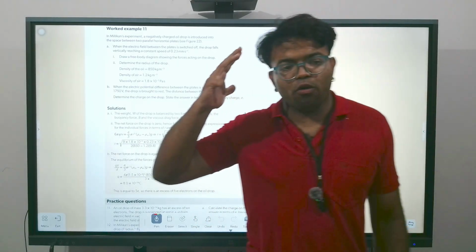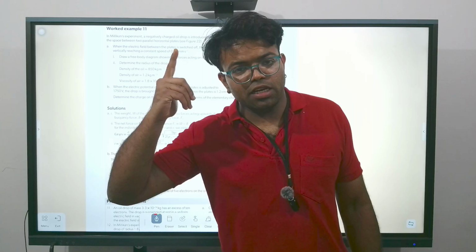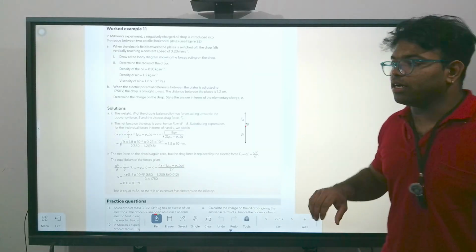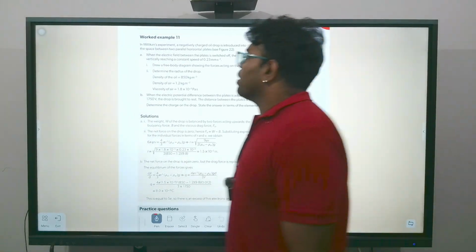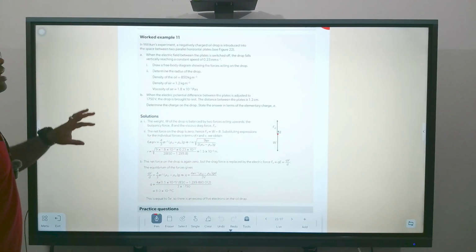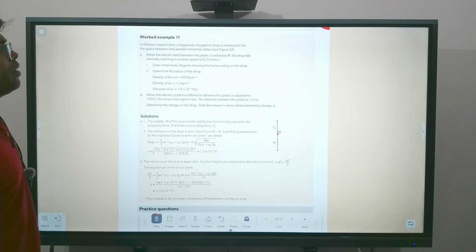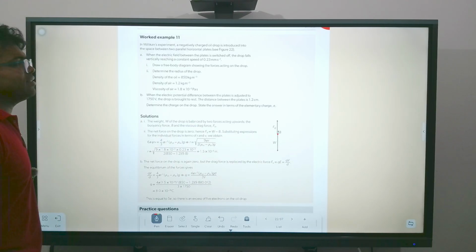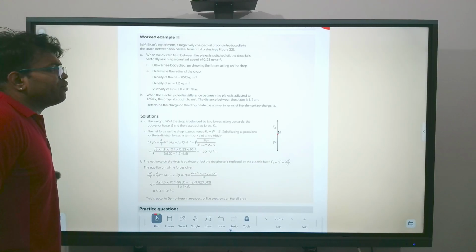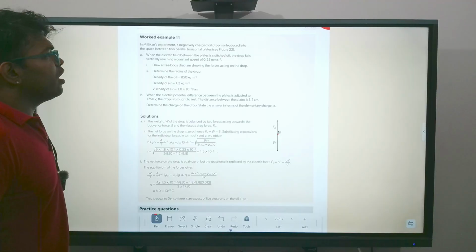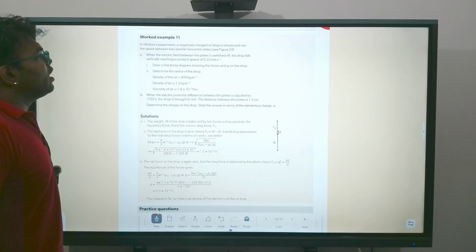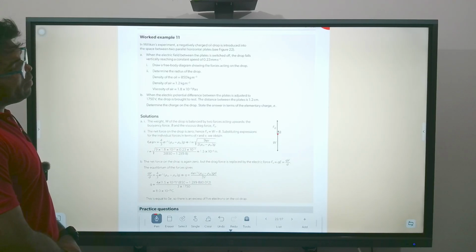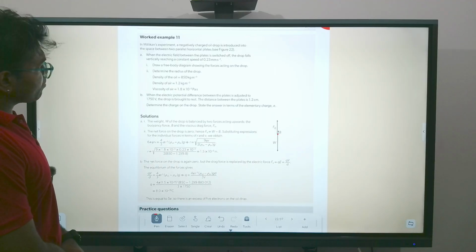We have discussed force, field, potential, and potential energy. Now, let's do some questions regarding these. Worked example number 11. In Millikan's experiment, a negatively charged oil drop is introduced into the space between two parallel horizontal plates. When the electric field between the plates is switched off, the drop falls vertically, reaching a constant speed of 0.23 millimeters per second.